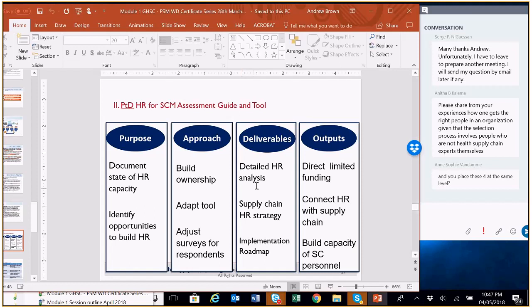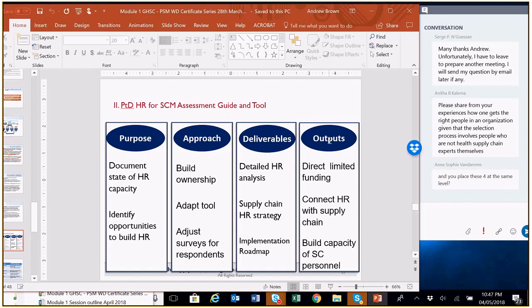The information that you get from doing this gives you a supply chain strategy. Now, a strategy is the overarching document or the high-level thinking about how we can make something change over time. But then it also gives you an implementation roadmap. It suggests activities to take your weaknesses and build them into strengths over time.